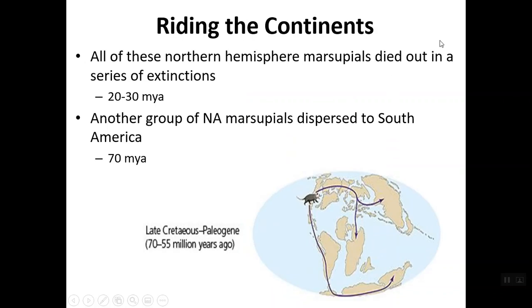All right, so in events of extinction events, which we'll talk about here in a minute, in this series of mass extinction events, most of marsupials actually disappeared, and especially in the northern hemisphere. But there was another group of marsupials in the northern hemisphere that started migrating south about 17 million years ago, and this is the group that pretty much survived.